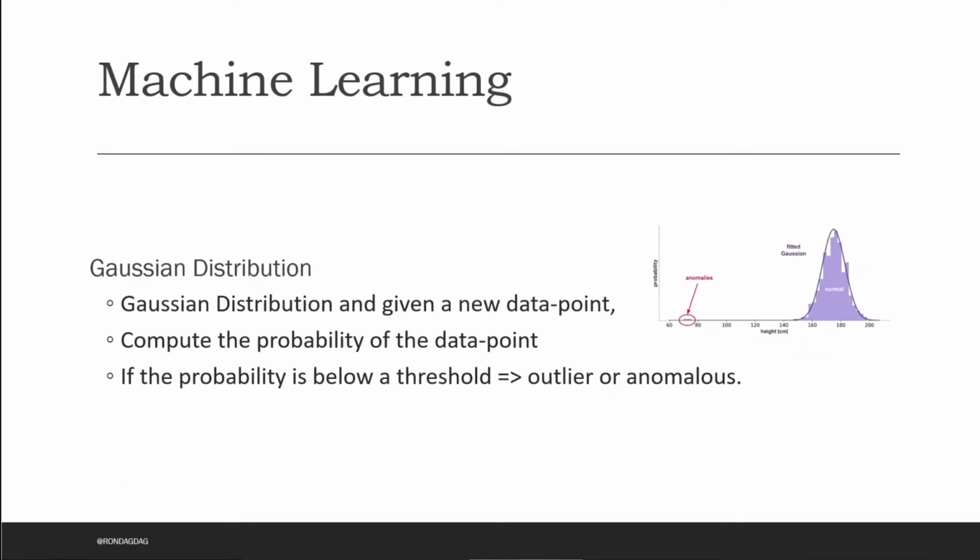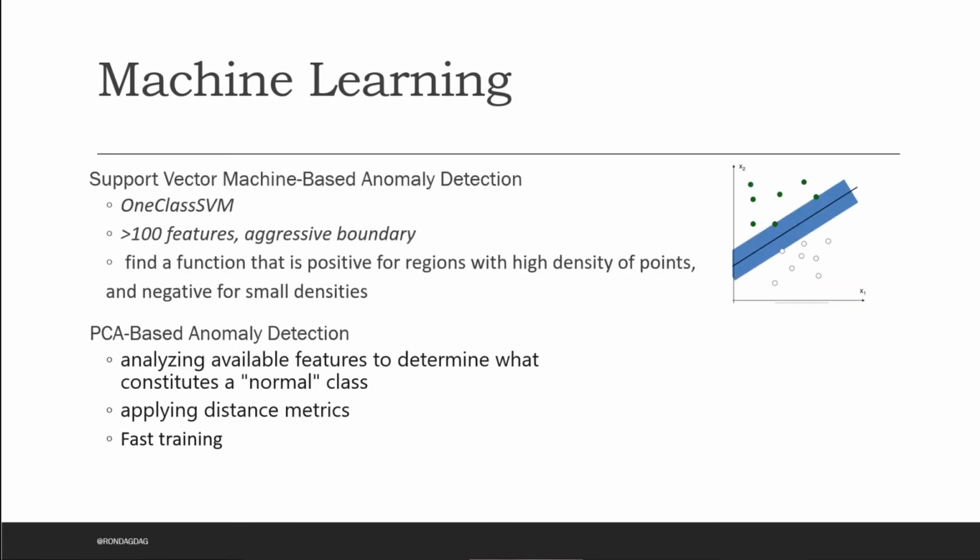Of course, you can use Gaussian distribution also. You can calculate the Gaussian distribution, and if a point is outside of that distribution, you can identify it as an anomaly. There's also support vector machine anomaly detection, where you split the data in half and identify which side you're on at the end of the day. That's what it's trying to do, and identify anomalies that way.